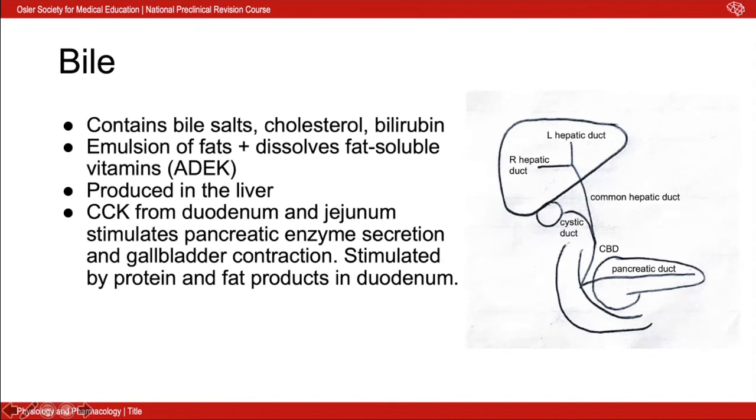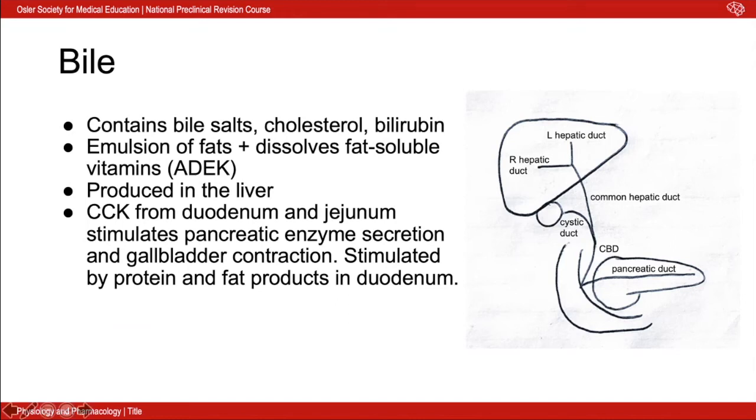Okay, and let's just talk about bile briefly. So the bile, as well as water, contains bile salts, cholesterol, and bilirubin. It's involved in the emulsion of fats, and it dissolves fat-soluble vitamins. And the fat-soluble vitamins are vitamins A, D, E, and K. Bile is produced in the liver.